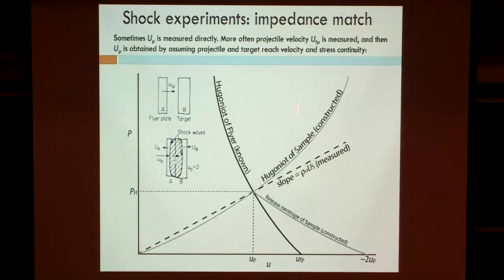Now, in this experiment, the flyer and the projectile are different materials. So I had to have standard information about the Hugoniot of my flyer. But if I do symmetric impact experiments where my flyer and my target are the same material, then by symmetry, the particle velocity has to be exactly half the flyer velocity, and I don't need any standards. All I have to measure is the flyer velocity and the shock velocity, and the pressure is determined absolutely. Okay? So the standards are characterized through symmetric impact experiments.